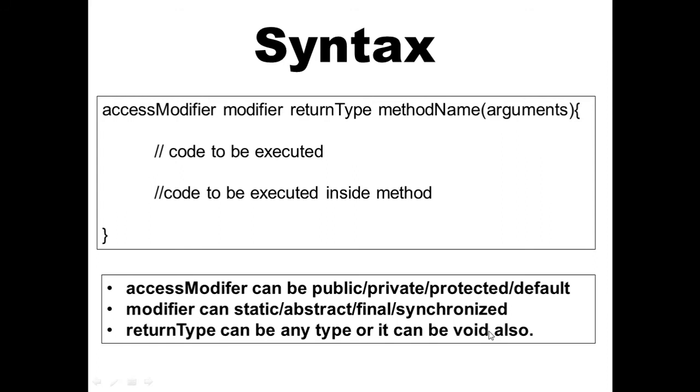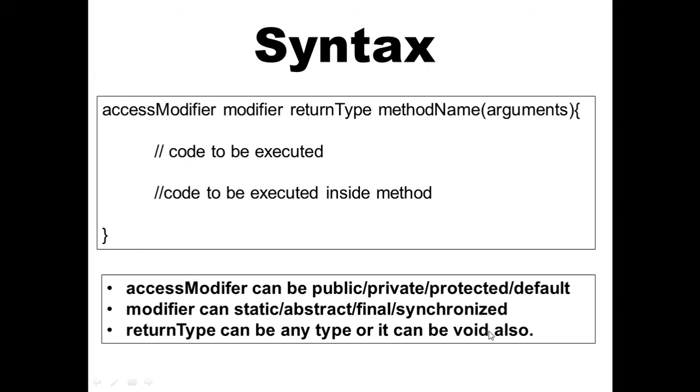Or if we are not returning anything, then it is simply void, like we used to have in C or C++. What does void mean? If we are not going to return anything, then we make use of void. So this is the syntax of method.